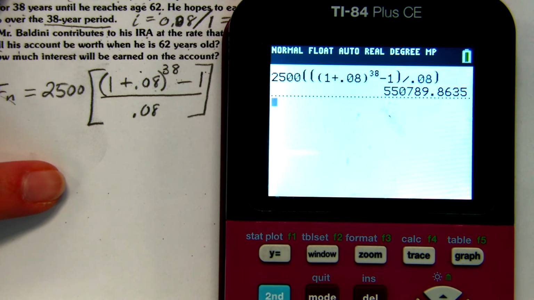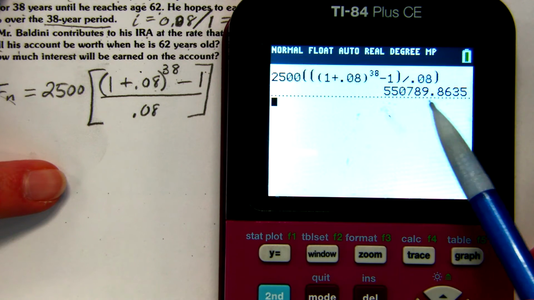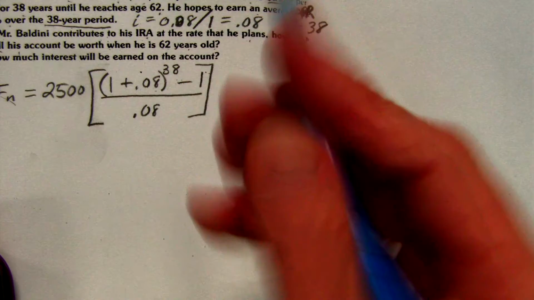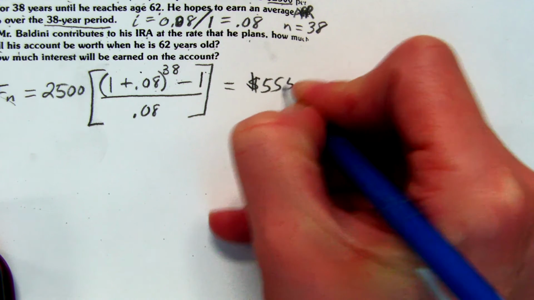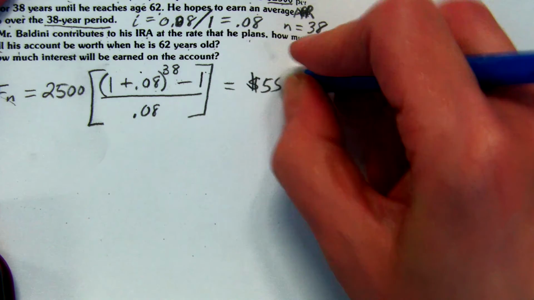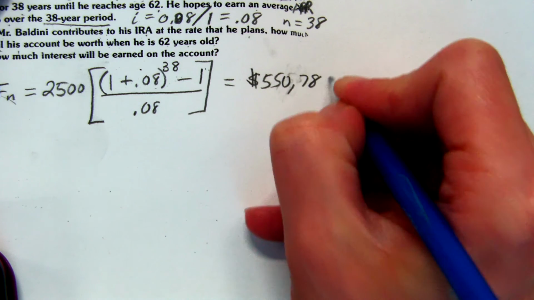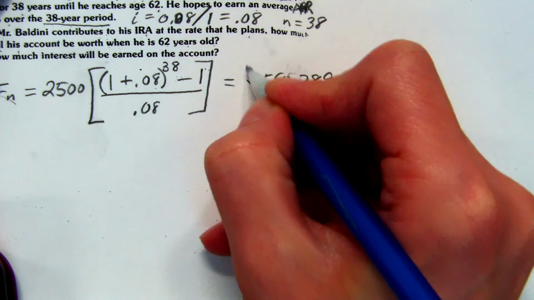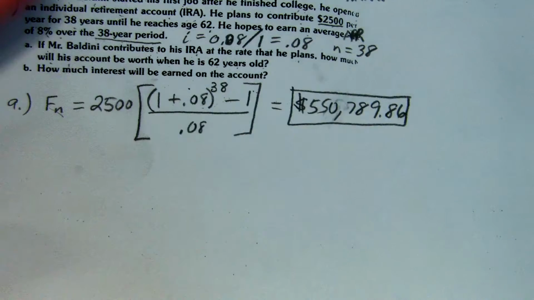So the future value, that's a lot of money. $550,789.86. You got to get those pennies. You might need them. So I just put in a 5, or I meant to put a 0. So copy that off our calculator. And so that's the future value of his individual retirement account.